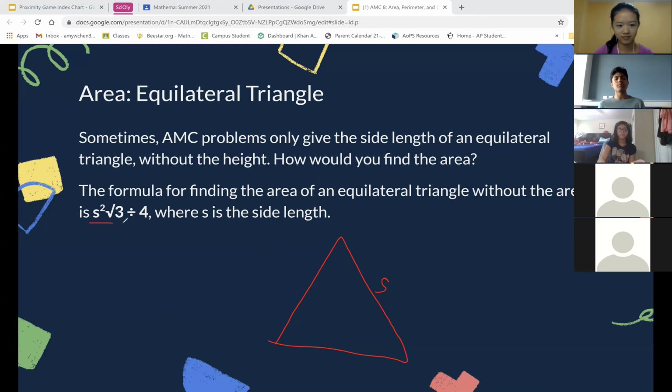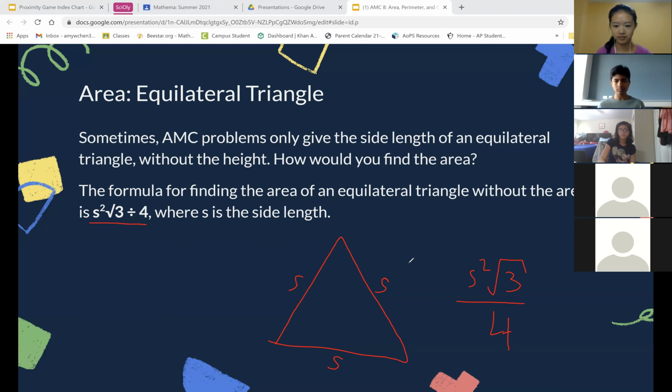Since we don't have the height, we have the base, but we don't have the height, we can't use base times height divided by 2. Well, I mean, we can, but we haven't learned that proof yet. We'll go over the proof of this formula in next class. So you would do side squared, and then you multiply that by radical 3, and you divide by 4. I know this seems really obscure, but we'll go over the proof next class.